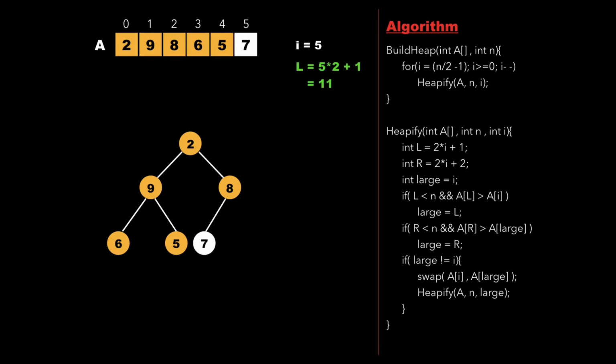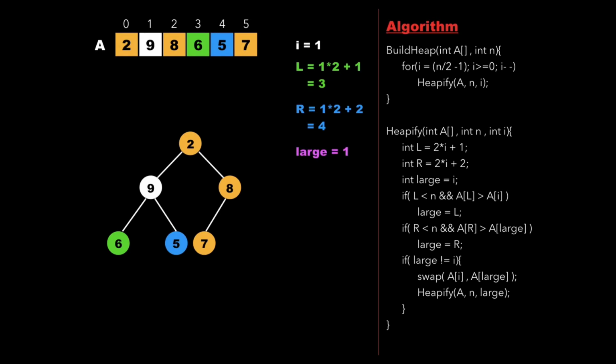Again we calculate the index of the left child as 11, right child as 12 and initialize large to 5. Since both these indexes are not within the bound of the array, that is, they are not less than the size of the array, we return from this function and decrement the value of I in the for loop of the build heap function. Now the value of I is 1 and we call the heapify function for I equal to 1. Again we are in the heapify function, we calculate the index of the left child as 3, that is the value 6, and also calculate the index of the right child of 9. The index is 4 and the value is 5.